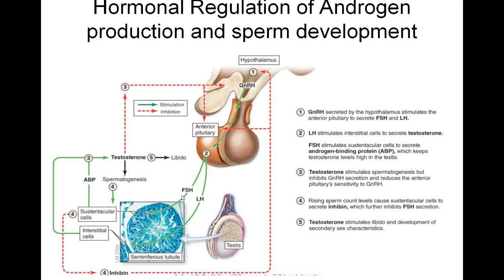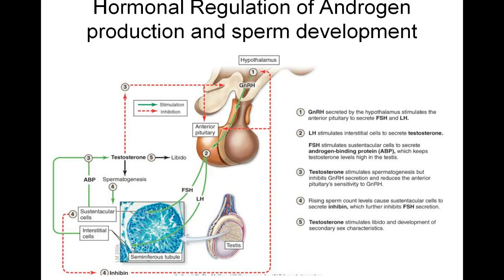Follicle-stimulating hormone is going to come in, and it's going to stimulate these sustentacular cells, so these helper cells. What these cells are going to do is make androgen-binding protein, and it gives the testosterone some place to go, some place to hook up to. So when it hooks up to it, it's going to get the testosterone level high in the testes.